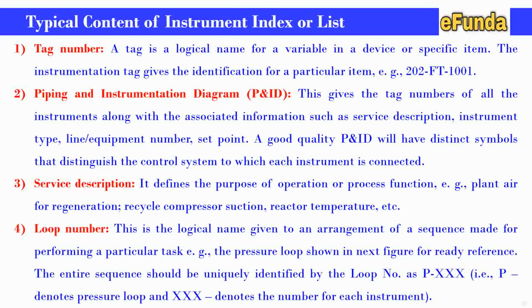Loop number. This is a logical name given to an arrangement or sequence made for performing a particular task. For example, the pressure loop shown in the next figure for ready reference. The entire sequence should be uniquely identified by the loop number as PXXX. P denotes the pressure loop and X denotes the number for each instrument.